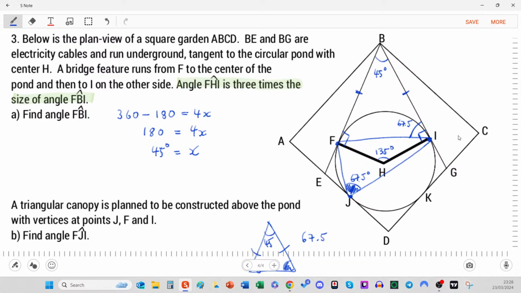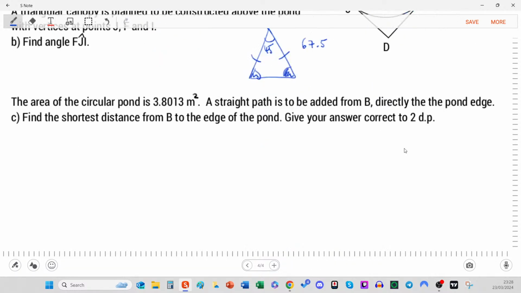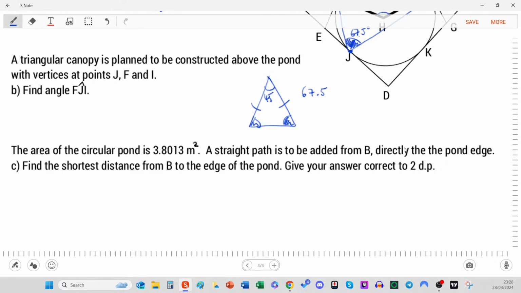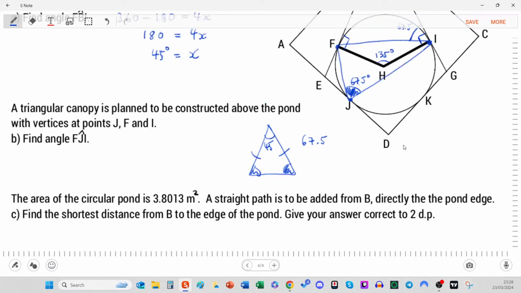It's worthwhile talking at this point because looking at my diagram, it's getting pretty crowded, and there's another part to the question. The area of the circular pond is this. It's not too big. A straight path is to be added from B directly to the pond edge. Find the shortest distance from B to the edge of the pond, giving your answer correct to 2dp. Okay.